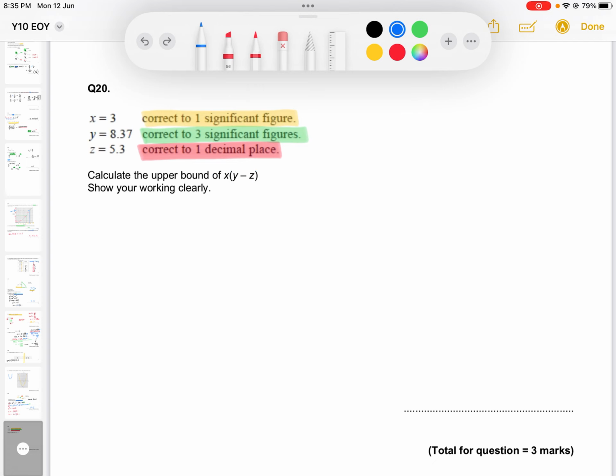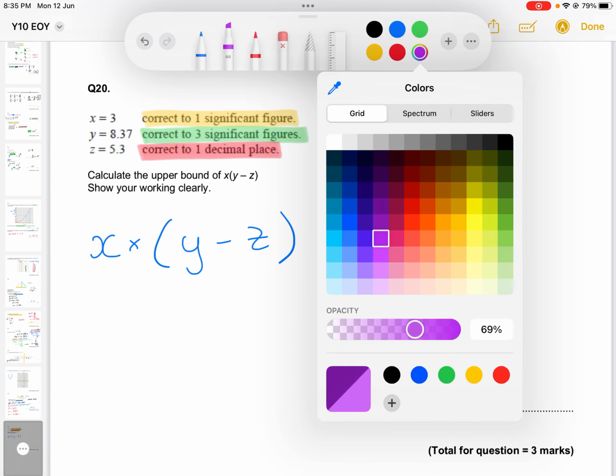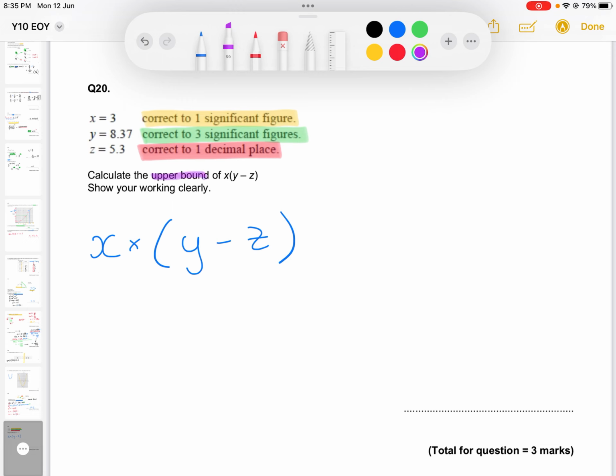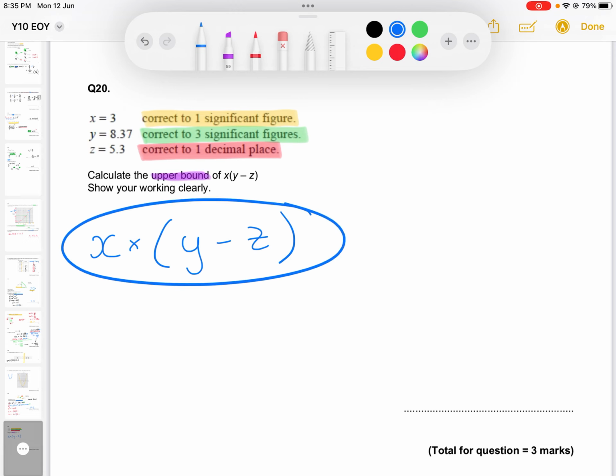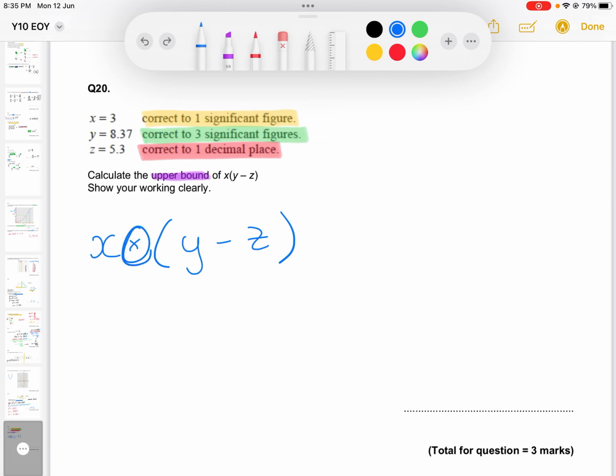I'm just going to talk about the main way of doing this, but there are some backups that can help you. We have here x times, in a bracket, y minus z, and we are looking to try and get the biggest number possible, the upper bound for this. So we want the biggest answer that this can give us. In any multiplying sum, we want to make sure that each part is as big as possible if we want as big an answer. So x needs to be as big as possible. We want the upper bound of x, definitely.